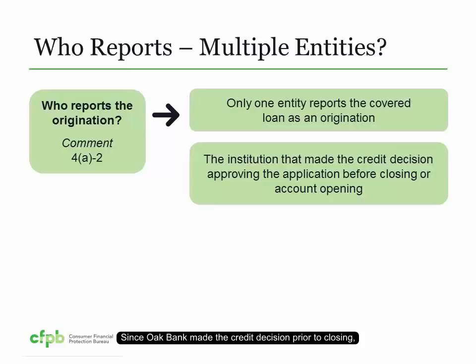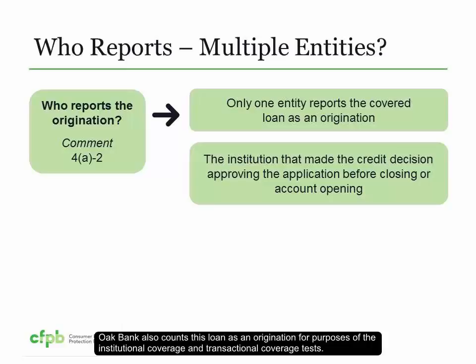Since Oak Bank made the credit decision prior to closing, Oak Bank reports the transaction as an origination, not as a purchase, and reports all of the data fields required for originated loans. Elm Bank does not report the transaction. Oak Bank also counts this loan as an origination for purposes of the institutional coverage and transactional coverage tests.